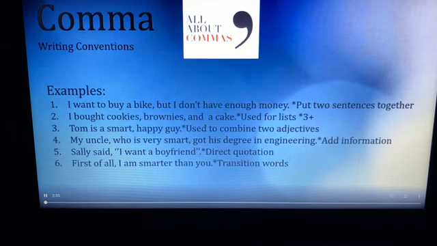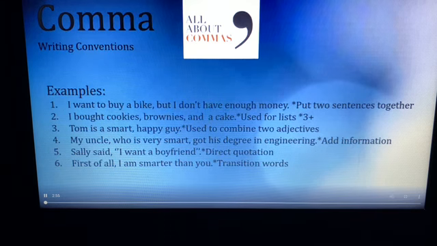Now the 5th one is for direct quotation. So if you're reading a book or writing one, and you have to say like Sally said, comma, blah blah blah. So Sally said, comma, I want a boyfriend.